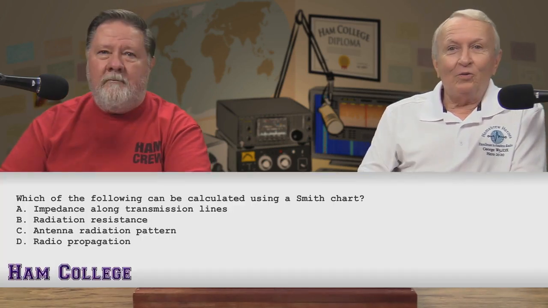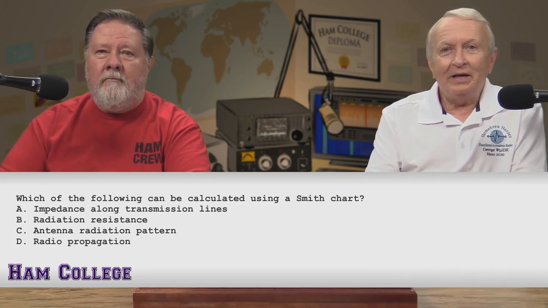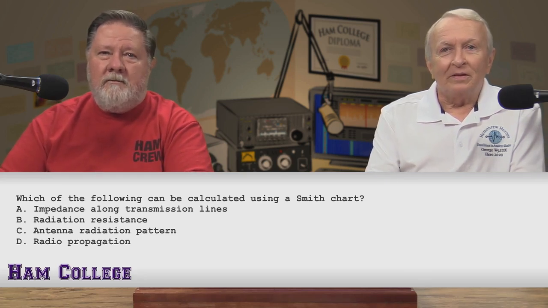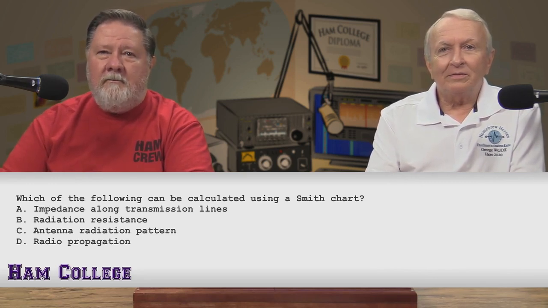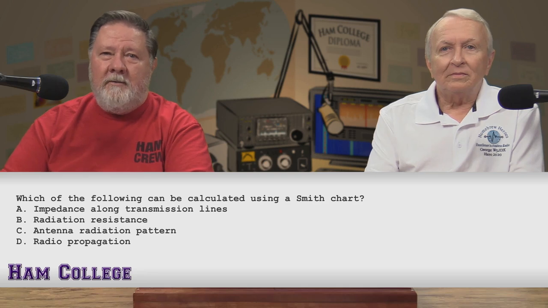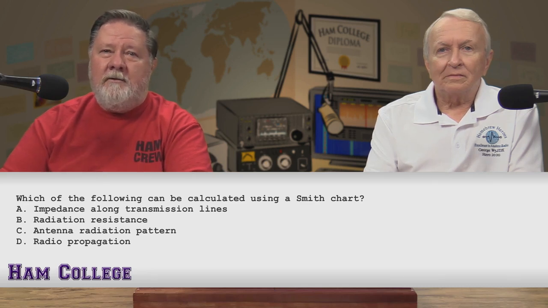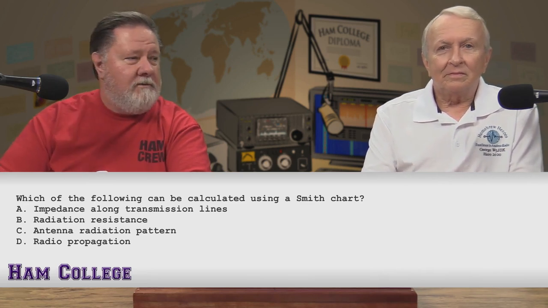Which of the following can be calculated using a Smith chart? A, impedance along a transmission line. B, radiation resistance. C, antenna radiation pattern. Or D, radio propagation. Well, I can tell you right now it's not going to be D. It's not going to be C either for a Smith chart. At least I don't think. Radiation resistance. I'm going with A on this one. Impedance along transmission lines. That's the one that makes sense.